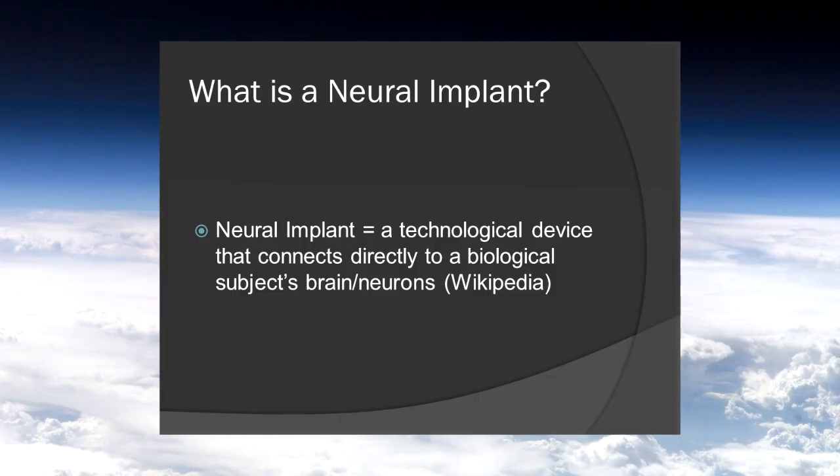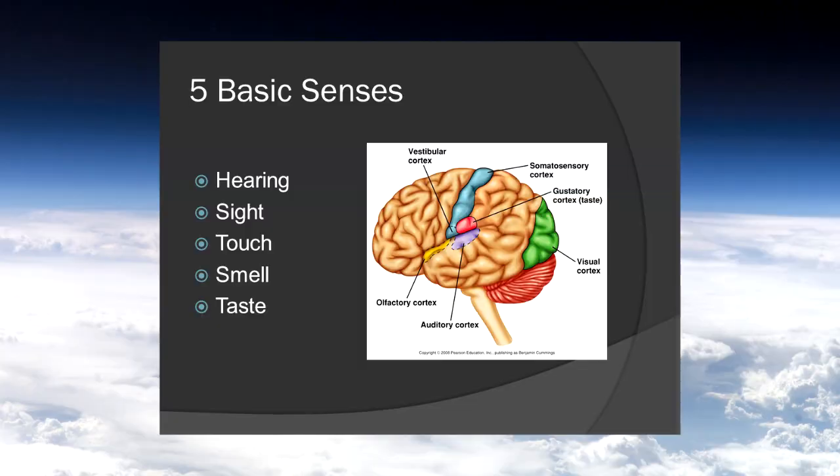To start off, we might as well define what a neural implant is. If you believe Wikipedia is a valid source, then a neural implant can be defined as a technological device that connects directly to a biological subject's brain or neurons. So let's start out with something a little bit easier: the basic senses, which I'm sure everyone's familiar with. These are targets for various neural implants right now.